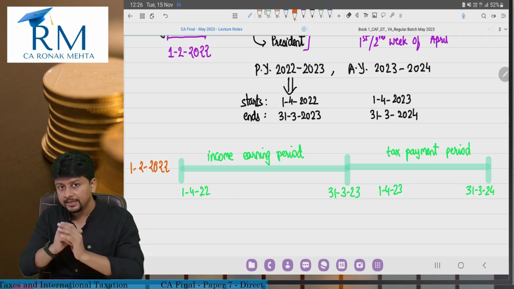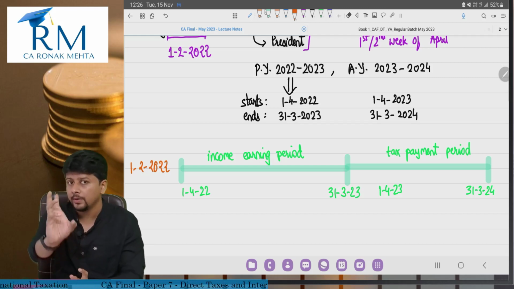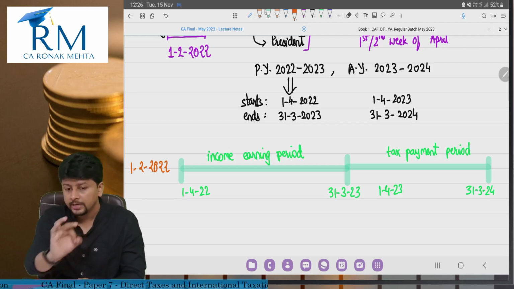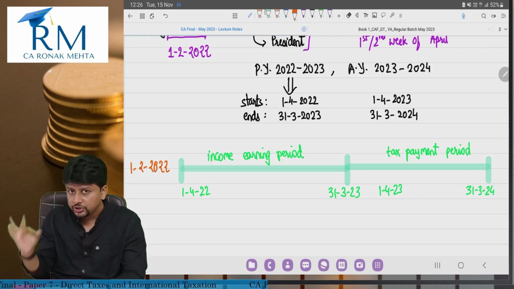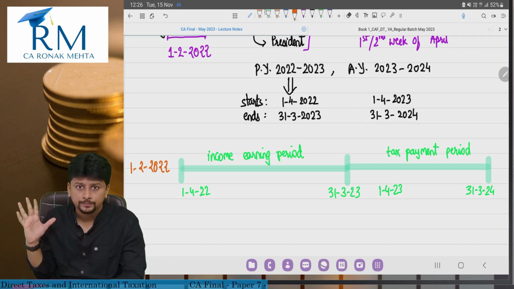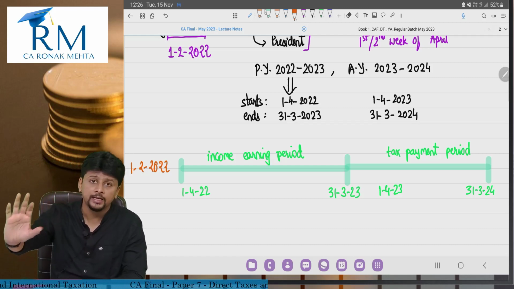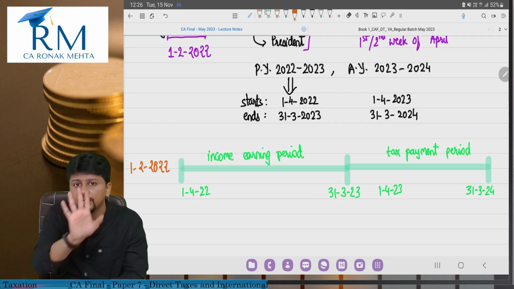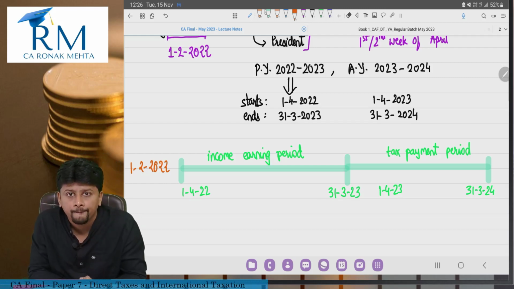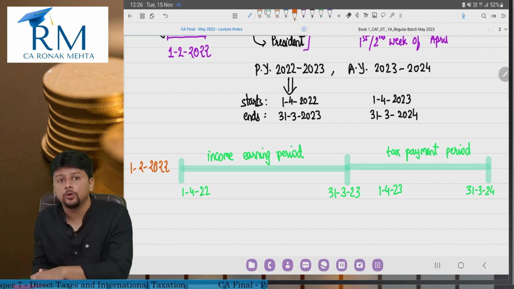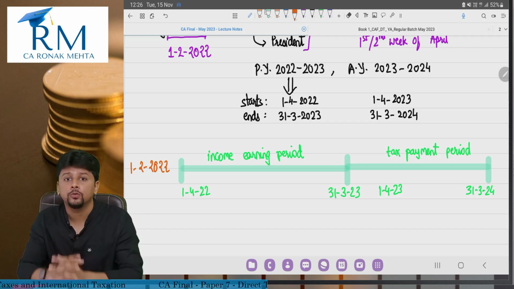So government is telling the assessee you can plan your tax. You can plan using legitimate income tax sections and reduce your tax liability in a legal sense. I am informing it to you in advance only. So Finance Act 22 is for previous year 22-23.